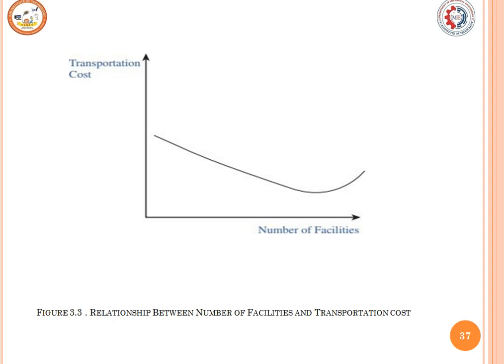Here it shows the relationship between the number of facilities and the transportation cost. Transportation cost is high when the number of facilities is initially small. If the number of facilities is more, the transportation cost keeps on reducing. Afterwards, it will be almost constant. Much fluctuation in the transportation costs is not seen.